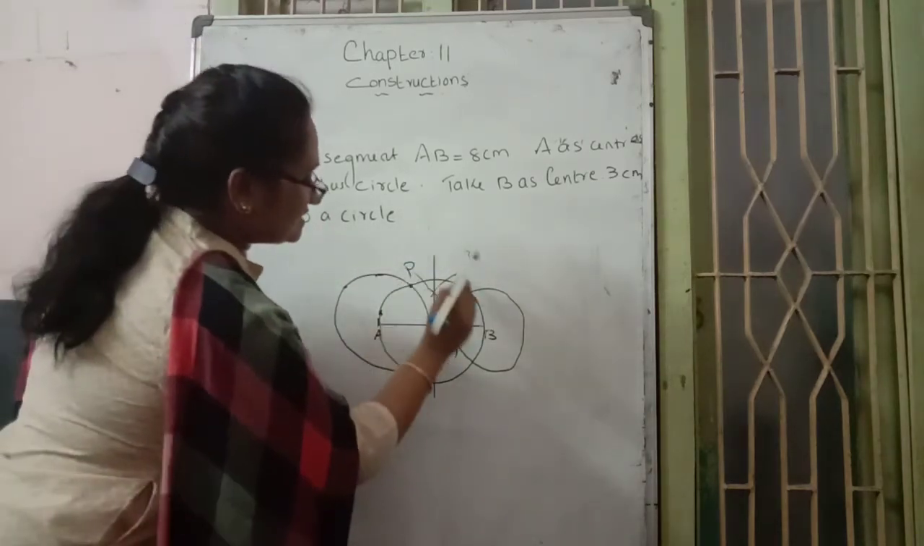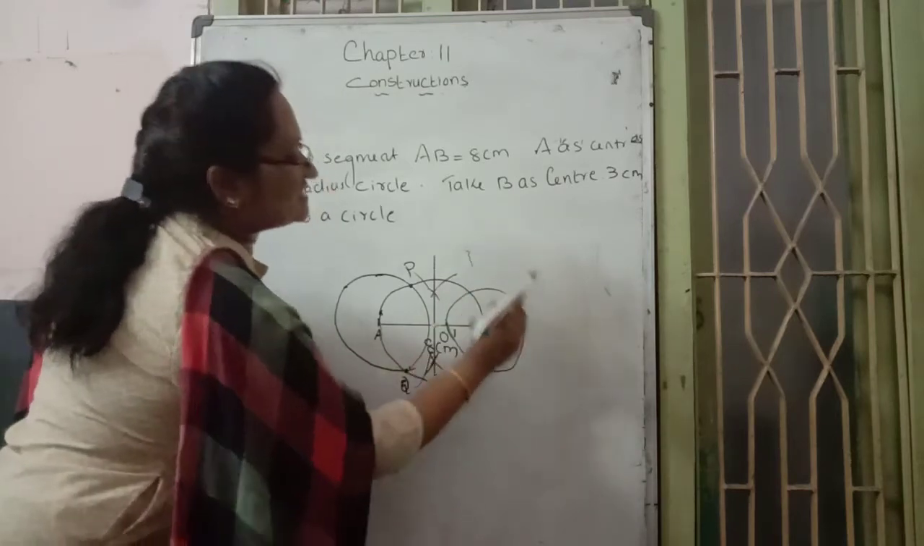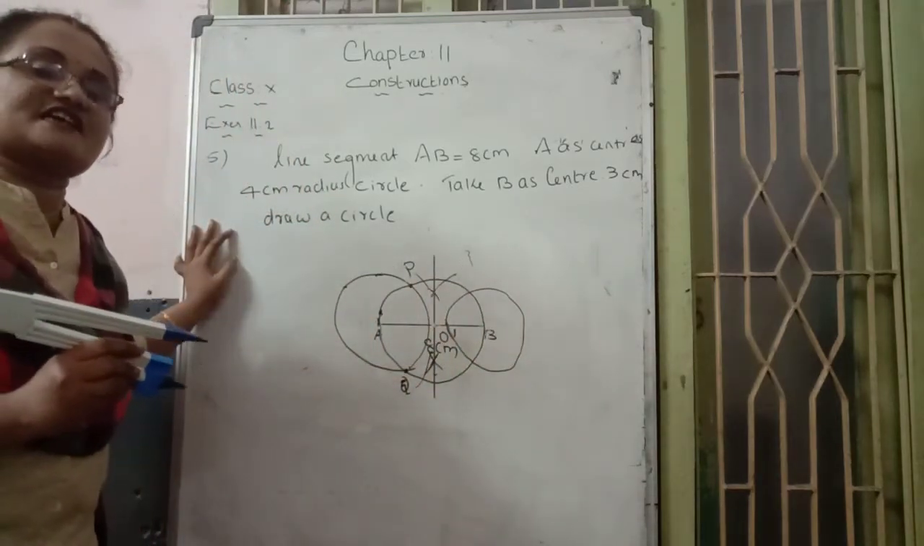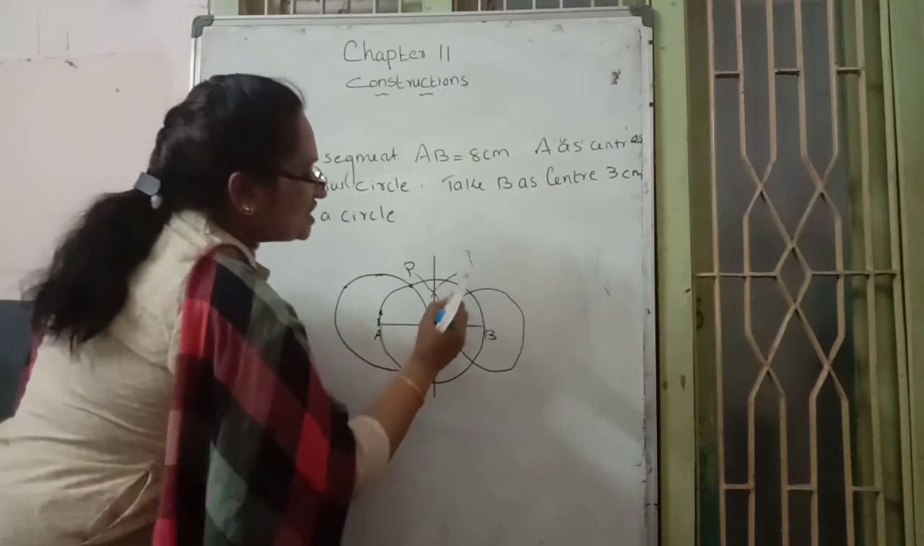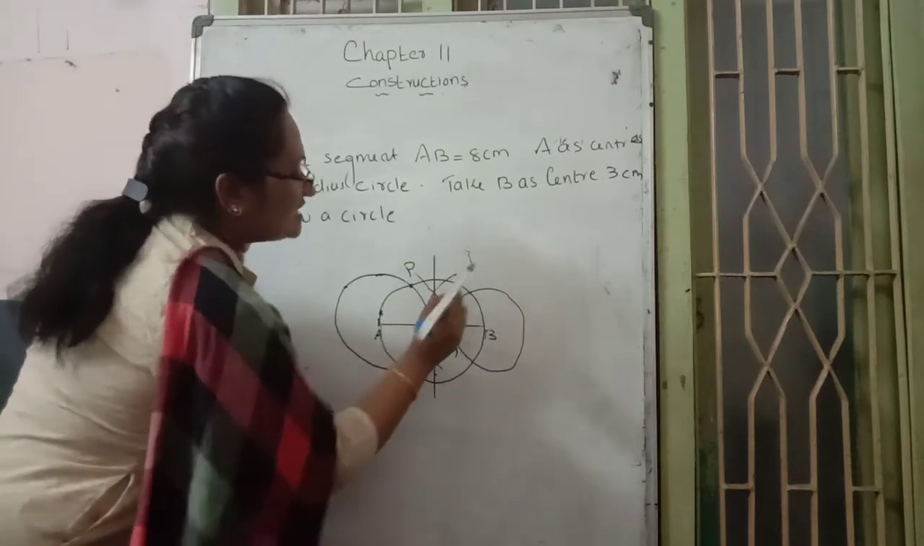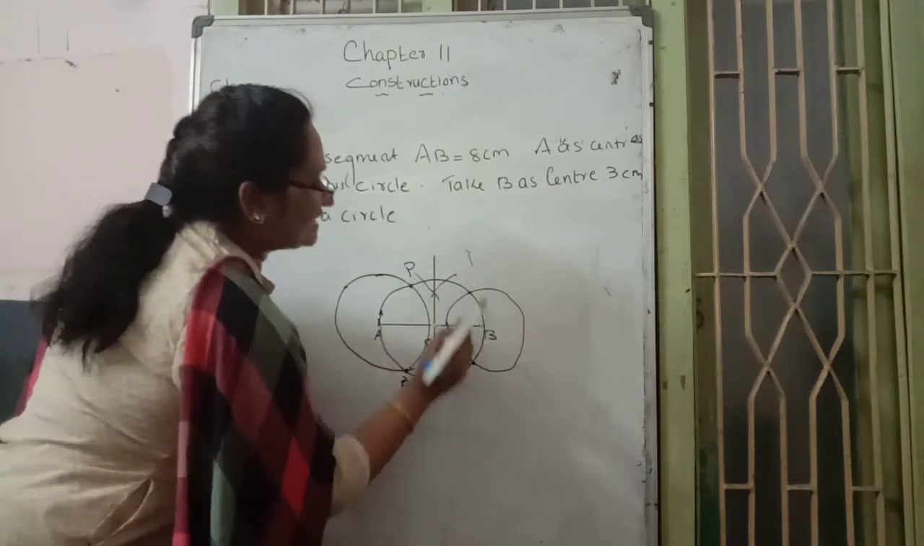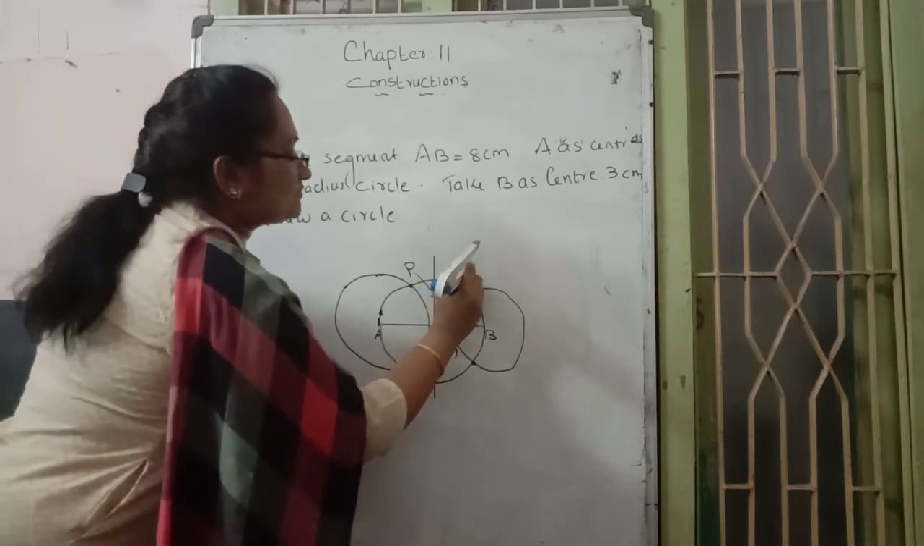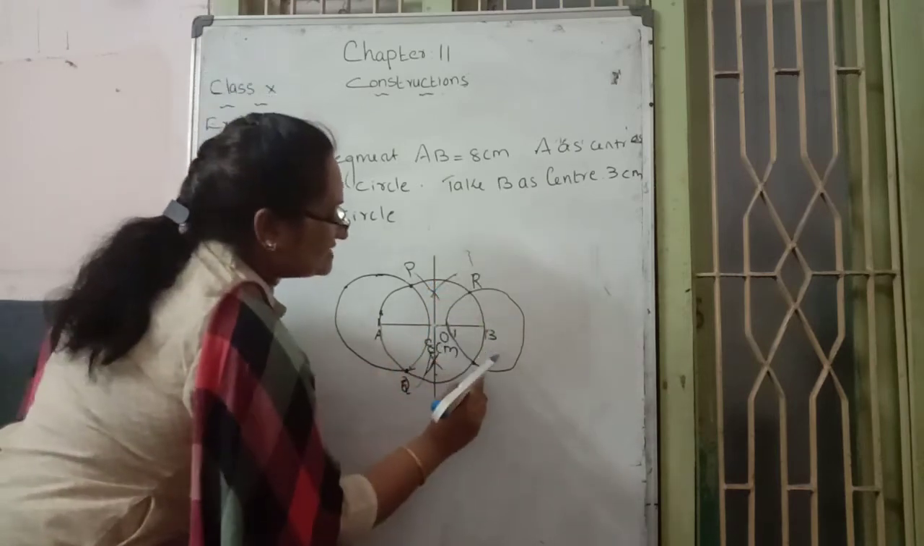In the same way, the third circle and the second circle. How many centimeters is this circle? The second is the 3 centimeter circle. The 3 centimeter circle and the third circle intersect here and here. There you mark them as R and S.